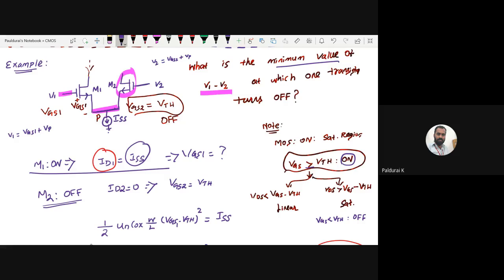Okay. So here, by using this equation, what is VP? VP equals V1 minus VGS1. By using this equation, what is VP? VP equals V2 minus VGS2, right? But both VPs are the same, right?